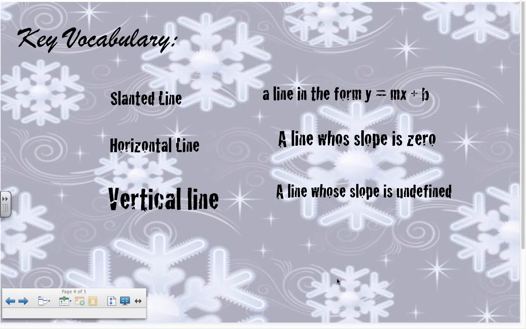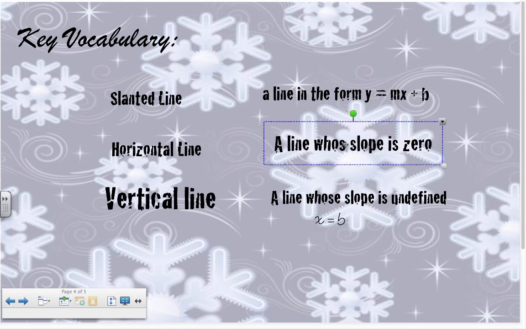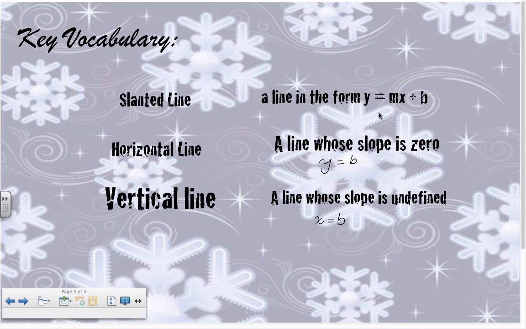All right, so here's your key vocabulary for today. We learned about a vertical line. That's a line whose slope is undefined, and it is in the form x equals b. A horizontal line is a line whose slope is 0. Oops, got a little typo in there too. And that is in the form y equals some number. A slanted line is what we call our normal lines, y equals mx plus b, because they're neither horizontal nor vertical, they're slanted.